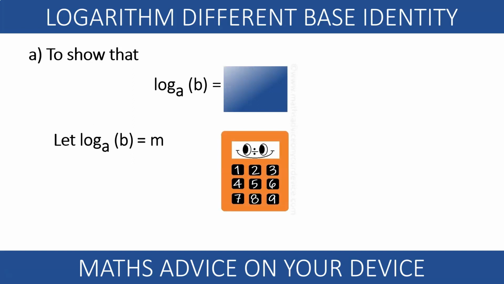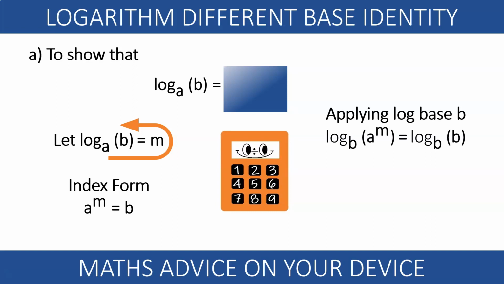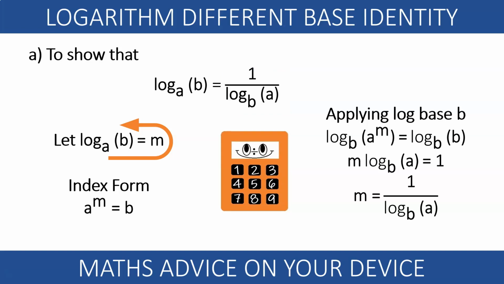To prove that these two logarithms are the reciprocal of each other, let's call log base a of b equals m. If we convert this into index form, the base a to the power m equals b. So now I apply log base b to both sides of our index equation. The exponent becomes the coefficient, so m equals 1 over log base b of a. We have proved that log base a of b is the reciprocal of log base b of a.